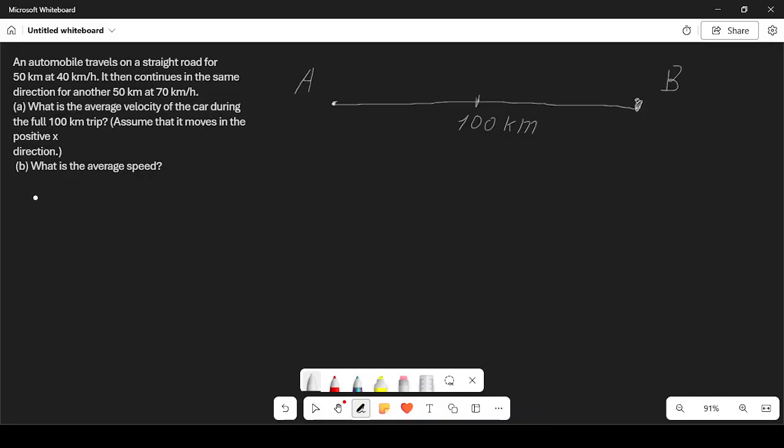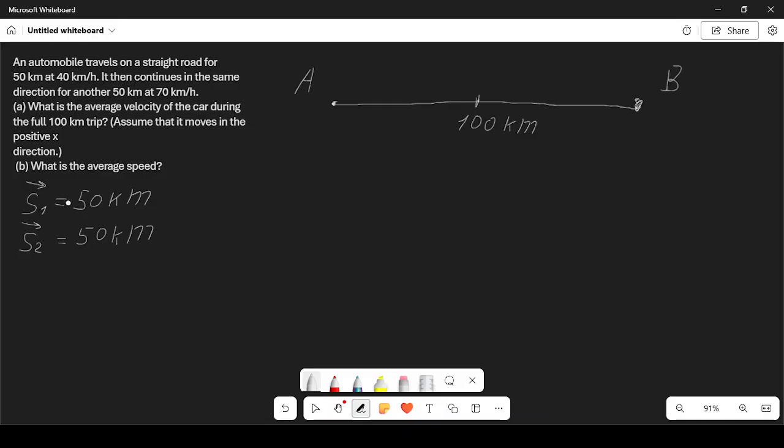Let's write what we have. We have displacement S1, displacement, a vector quantity. It equals 50 kilometers. And another segment of the road is displacement S2. It's also 50 kilometers actually. They're equal. What is the difference between them? How are they distinguished from each other?